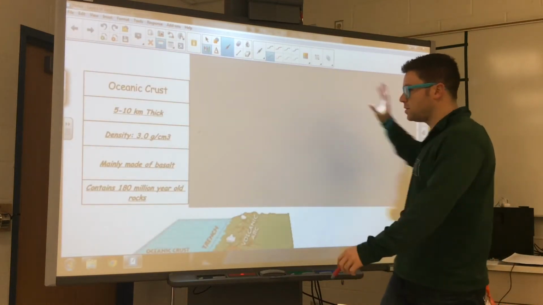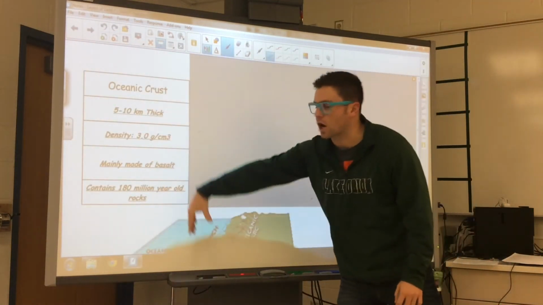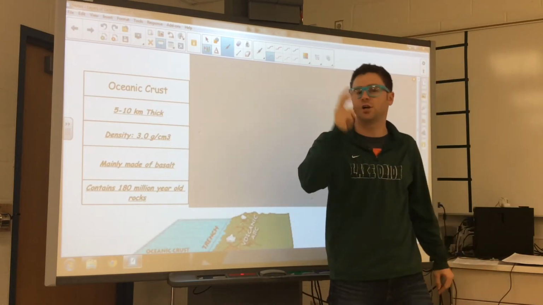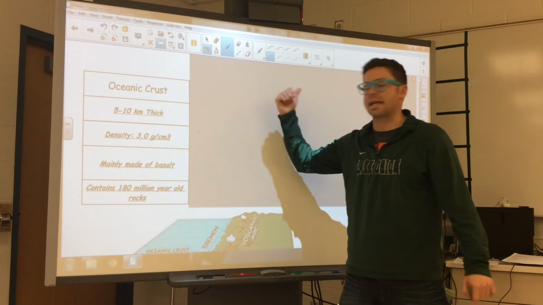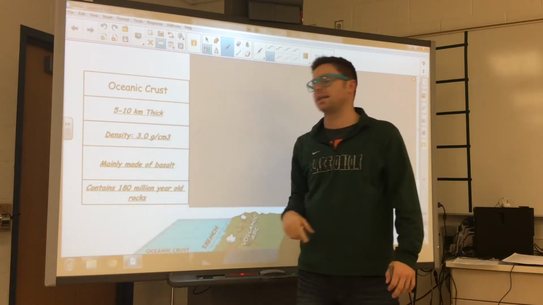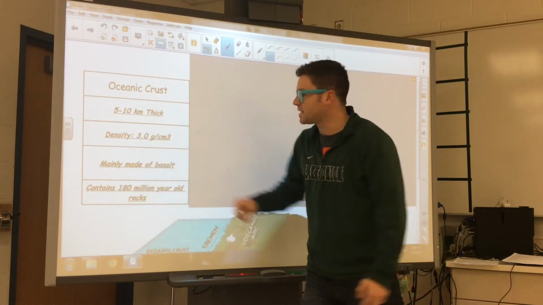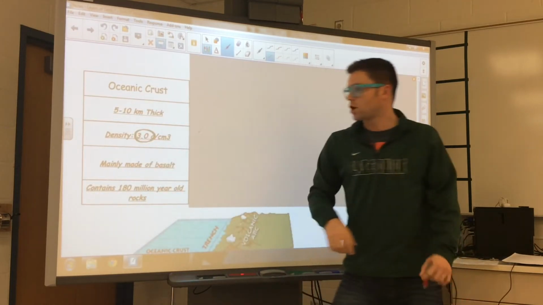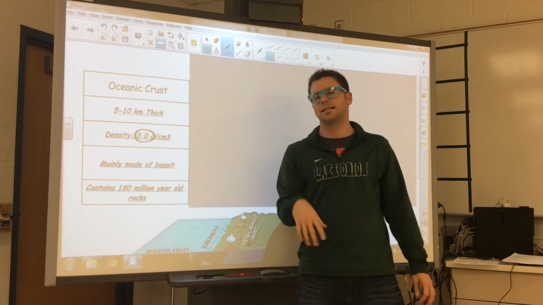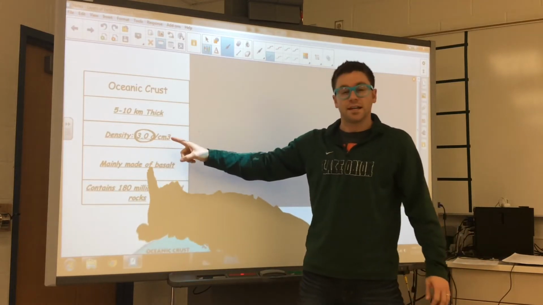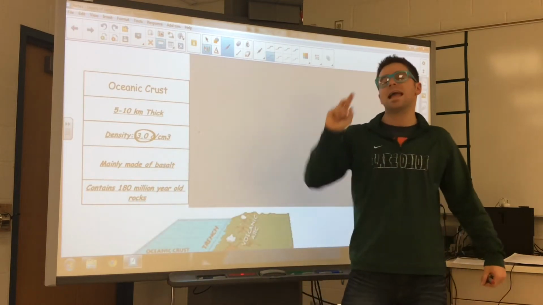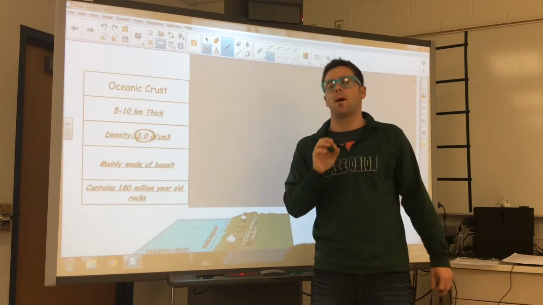Now, this table, you need to start filling out this table. Let's first talk about oceanic crust, right? Two different types of crust. You learned last year. Two different types of crust, oceanic and continental. Oceanic, we vary from 5 to 10 kilometers thick. The density is 3.0 grams per centimeter cubed. You don't need to know the actual density, but you do need to know that it is denser than continental crust. And it's made mainly from basalt.